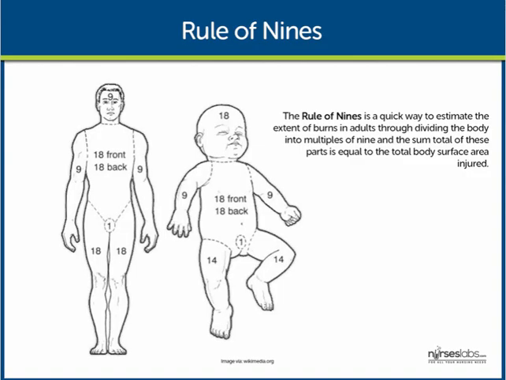This one I added too. I just added this because of the rule of 9s with an adult patient, but for babies it's a little bit different, and that's where they use the Lund-Browder chart essentially.